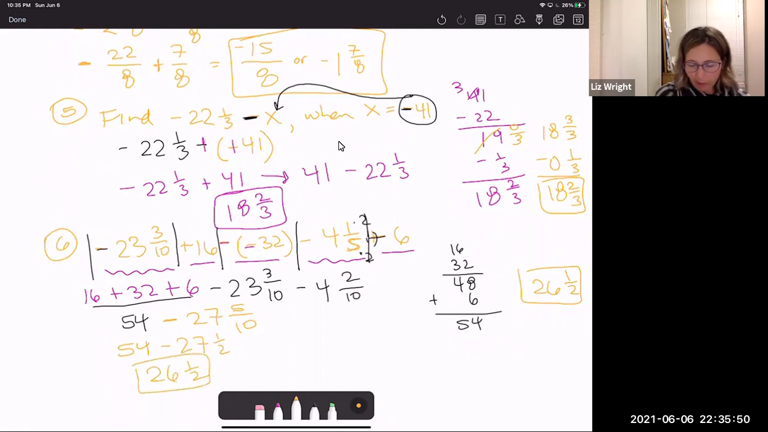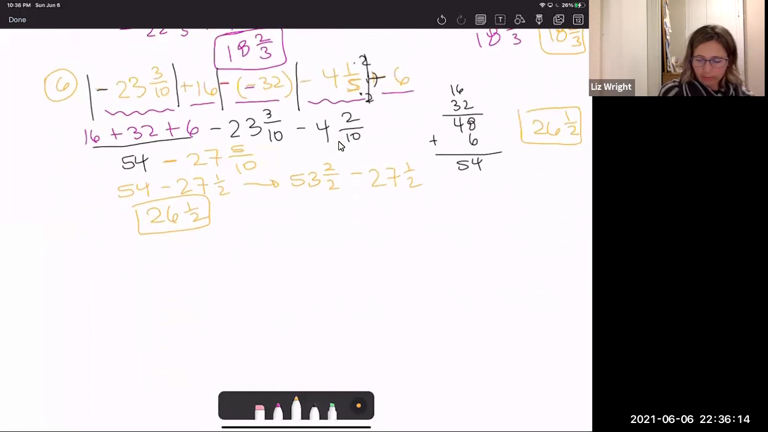And again, if you're like, wait, I want to be able to show it in my fractions, you can always go like this. You can go 54, and actually back that up. I'm going to write 53 and 2/2. And then I would subtract 27 and 1/2. And then you're still going to get 26 and 1/2 from that. All right, let's try another one.